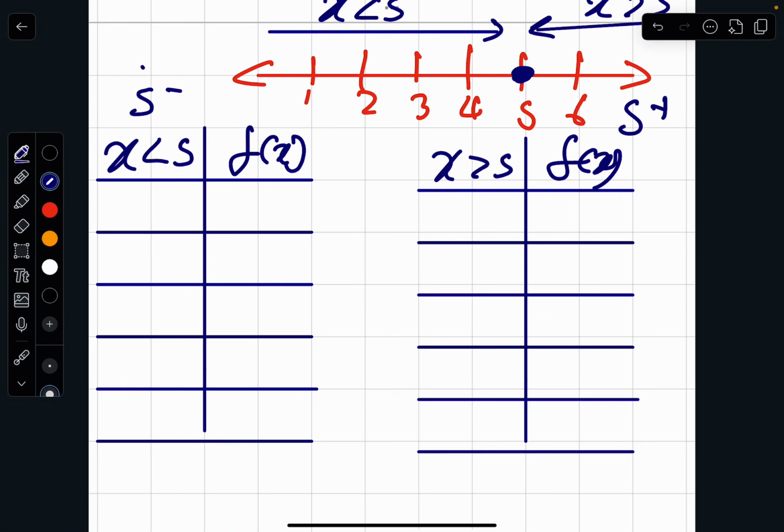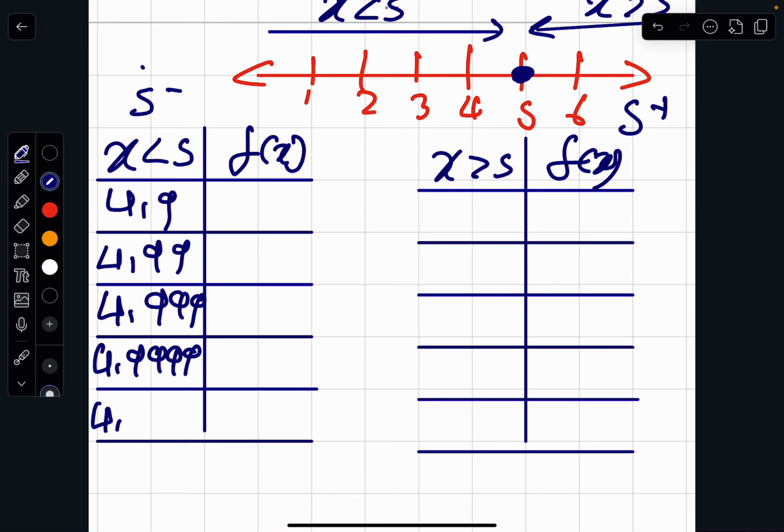So what is the value that is closer to 5 this side? It is 4.9. You put your 4.9 there. Then another one is going to be 4.99. Another one is going to be 4.999, 4.9999, 4.99999. Understand?